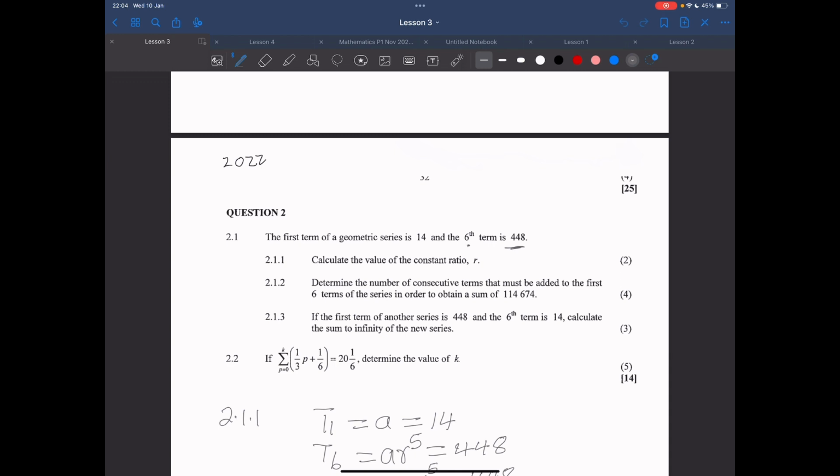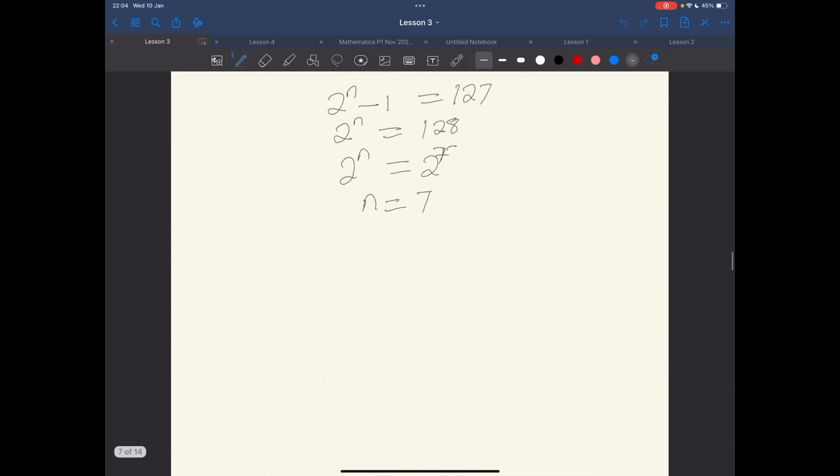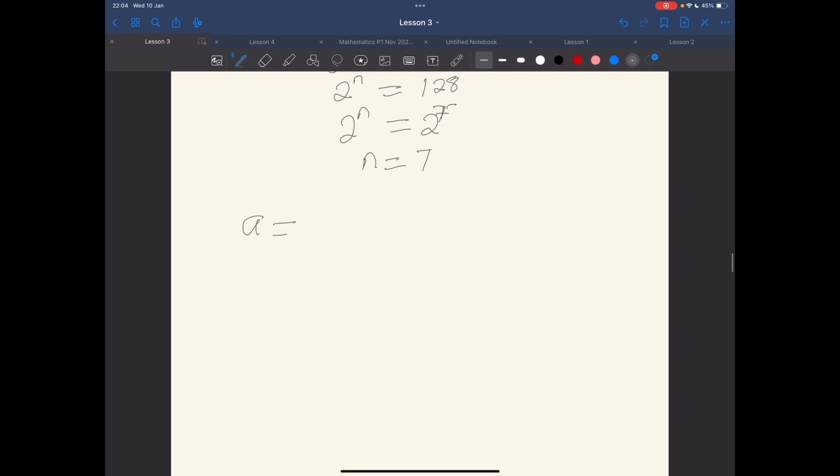Now, we know that the first term is 14. So we take A as 14. A equals 14. We know that the common ratio is 2. So R is 2. So we calculate sum n. Sum n is A into R exponent n minus 1 all over R minus 1.